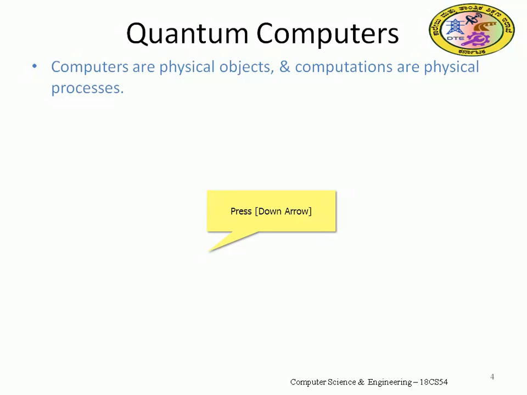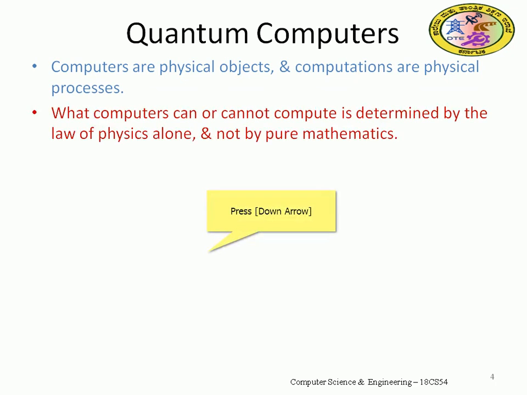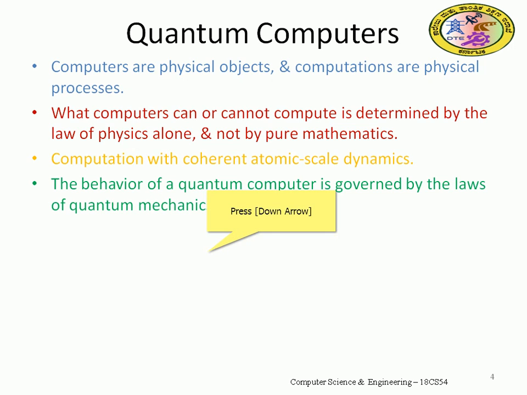Coming to quantum computers. Computers are physical objects, so computation is a physical process. What computers can or cannot perform is determined by the laws of physics alone, not by pure mathematics. Computation with coherent atomic-scale dynamics is possible with the help of computers. So the behavior of quantum computers is governed by the laws of quantum mechanics.